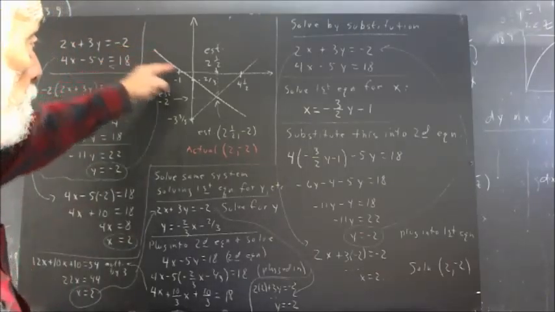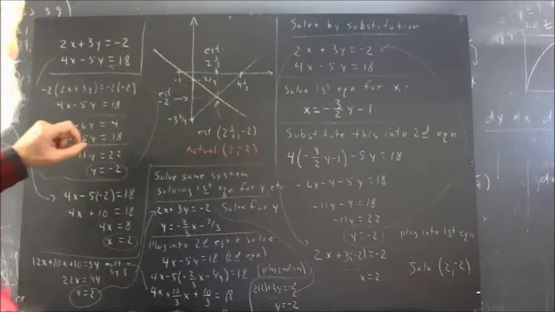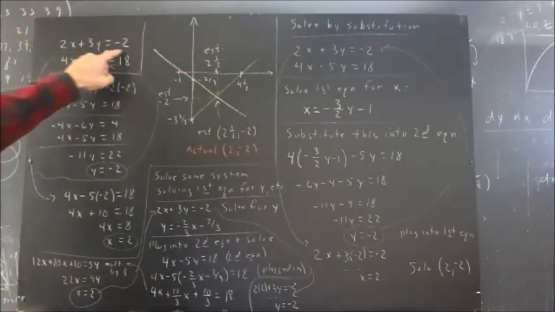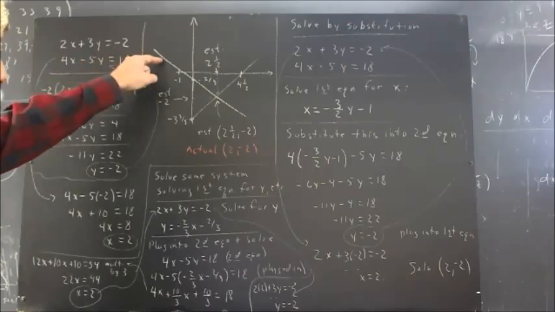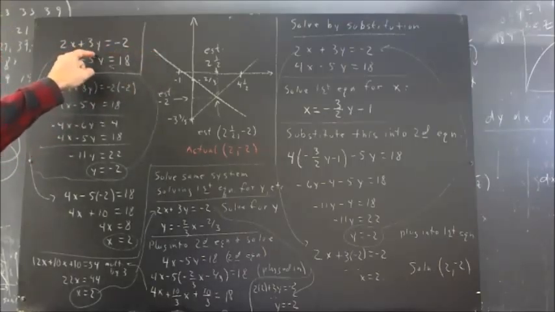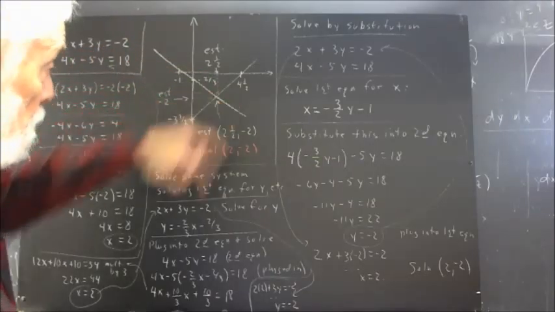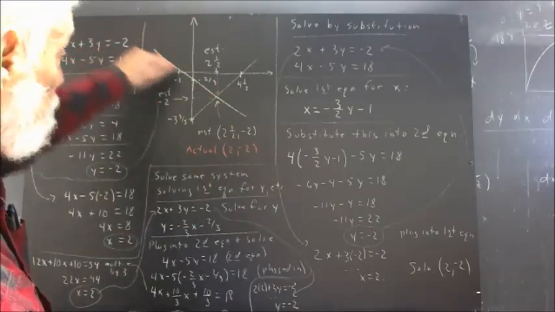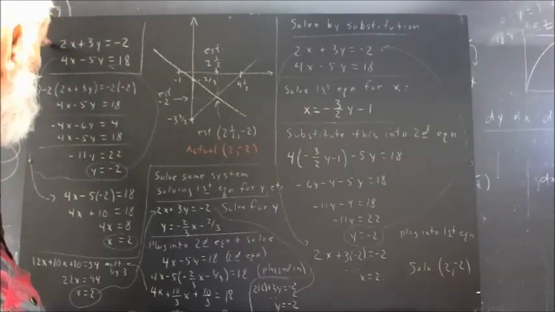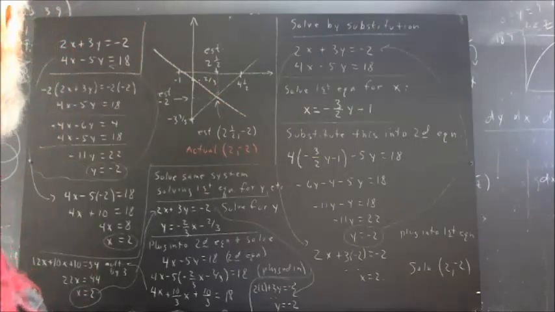Now, this line consists of all the points for which 2x plus 3y equals negative 2. Any point on this line will satisfy this equation. And any point, any (x, y) that satisfies this equation will be a point on the line. So this line is identified with the complete set of solutions of this equation.